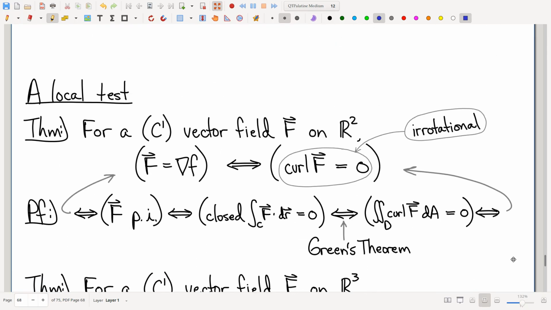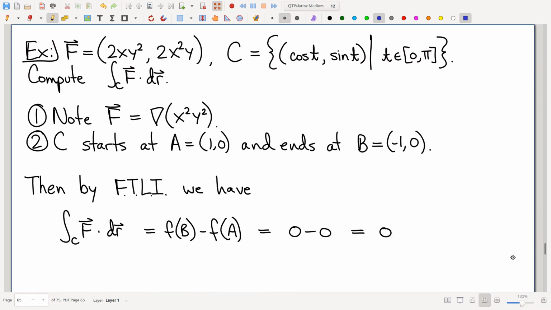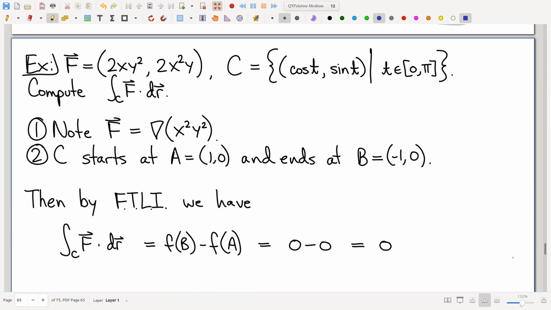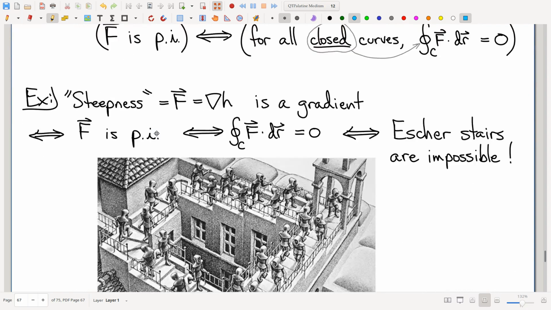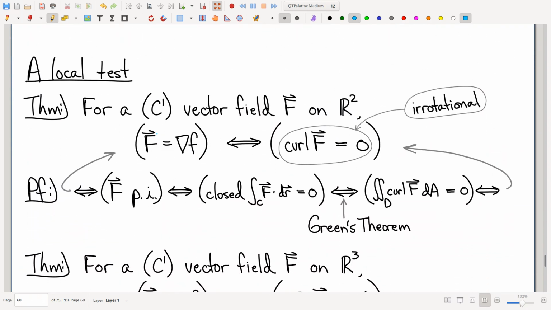Okay, moving along. So how do you know? Let me go back real quick. We were looking at this example here, and how did I know that this vector field was a gradient of something? I just sort of knew somehow. How do you know? So here's a good answer to that question. It's what we're going to call a local test.